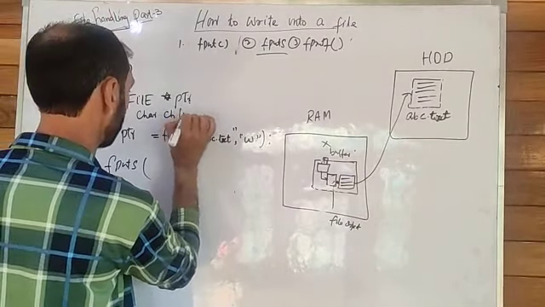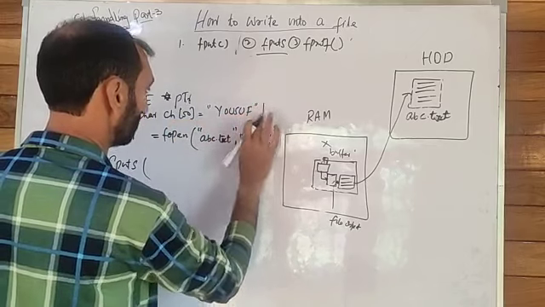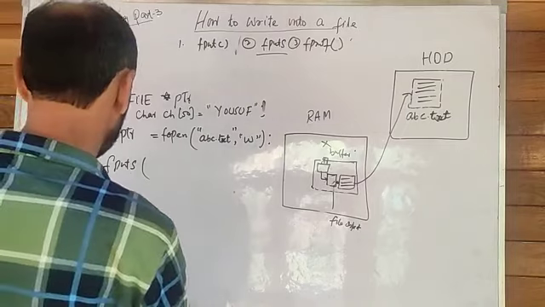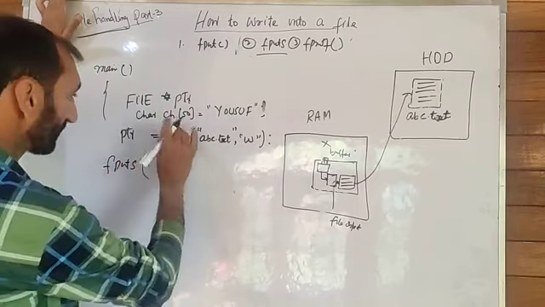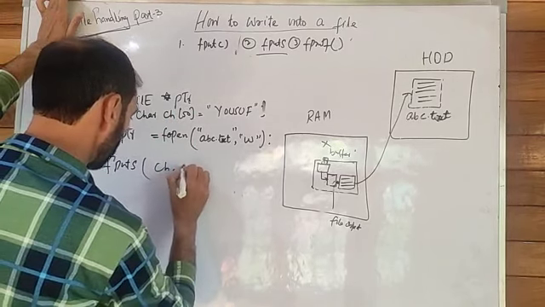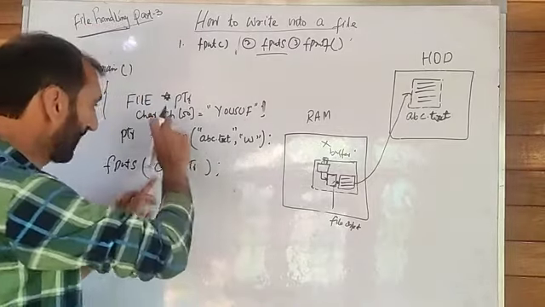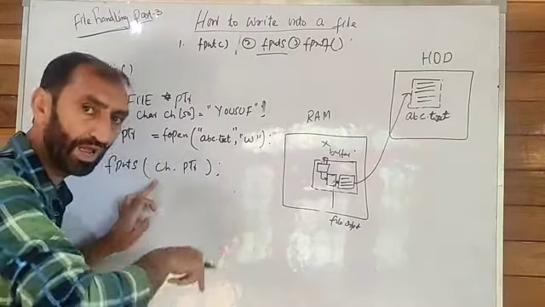Here, ch is the name of the string, and 50 is the size, equal to Yusuf. Here, simply I can write fputs. Now the string name. What is the string name? The string name is ch, comma ptr: fputs(ch, ptr). ch is the name of the string and ptr is the file pointer. In this way, we can write a string into a file.